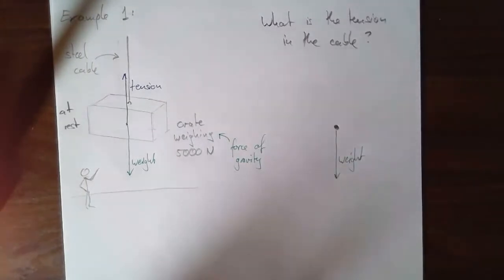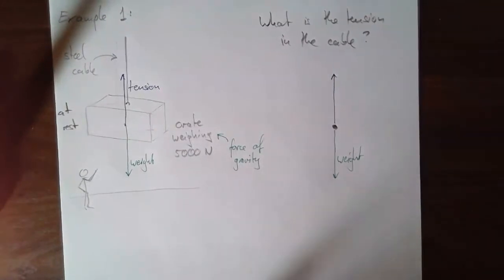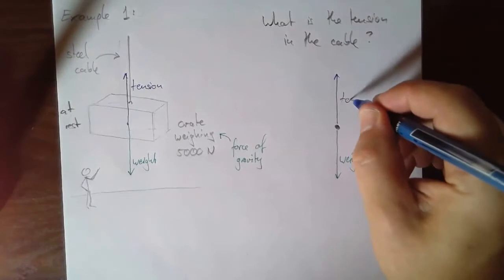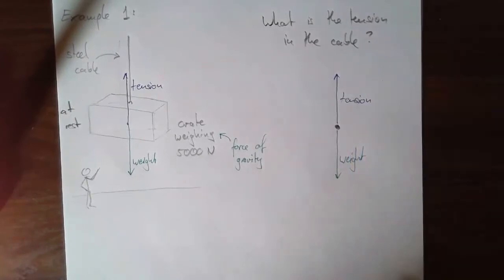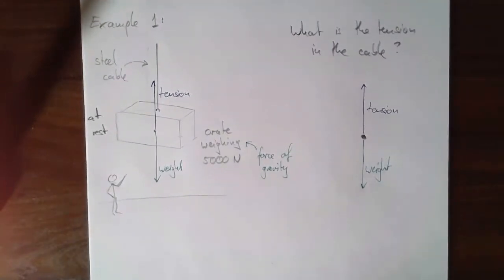What's this guy doing in the picture? I don't really care, not relevant. So I'm going to cut it out. I'm just going to draw it like this. Weight, tension. So my first step was to figure out what forces are acting. I assume those are the relevant forces acting.